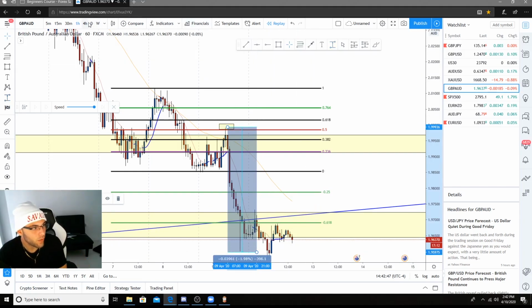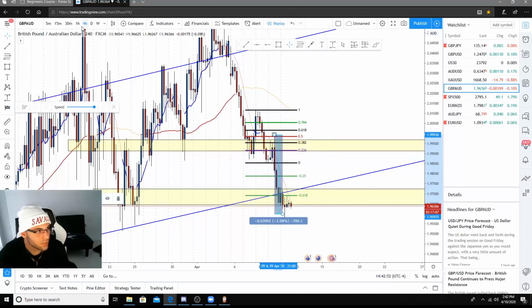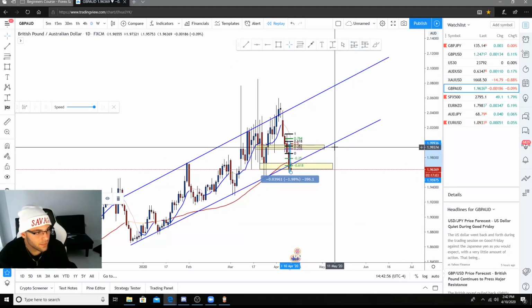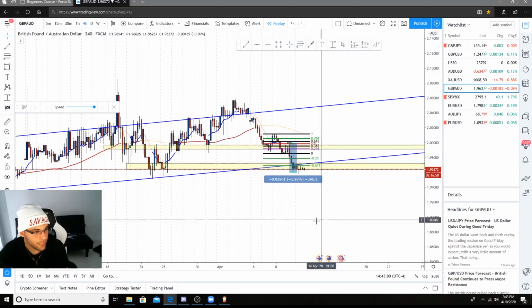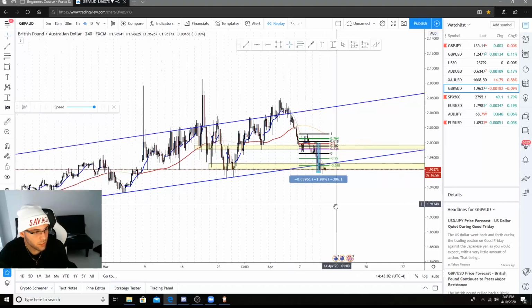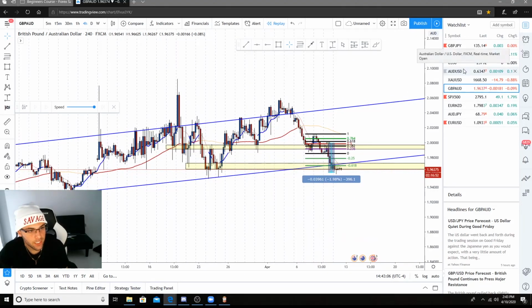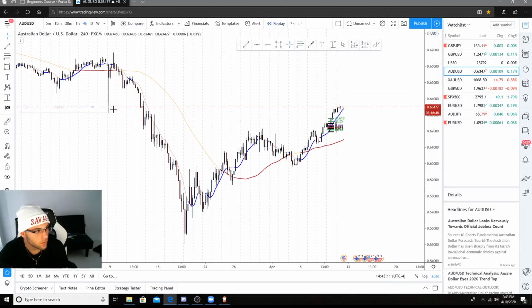Yo, that is crazy, that is insane. But as you guys can see, man, these are just using multiple confluences, 100%. Let me show you guys another example. Australian dollar. Let's go to the Australian dollar.